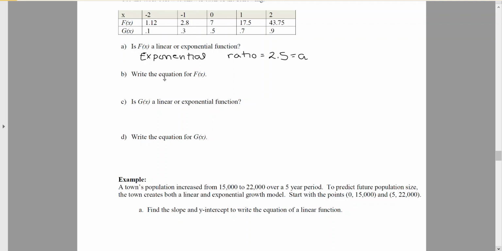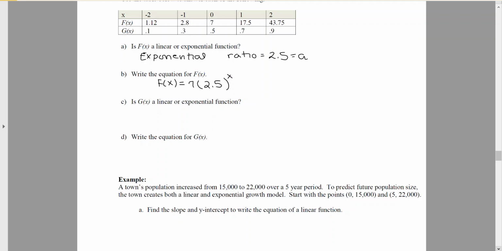So my function is going to be f of x equals my initial amount, c, times a, 2.5, to the x. Remember, you can't do the 7 times 2.5 because the 2.5 is being raised to the power. So you have to do powers before multiplication.